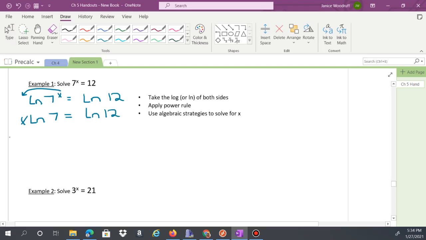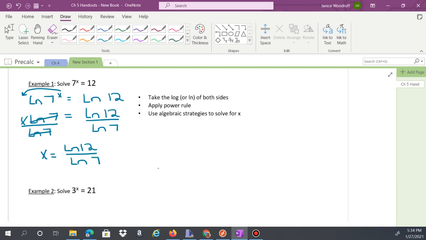And then you use your algebra strategies to solve for x. This is x times the natural log of 7, so you do the opposite of times, and you divide. Natural log 7 cancels out, and you have x equals natural log 12 divided by natural log 7. Now you're going to have to answer these 2 ways. This is the exact answer, and then you'll want the approximate answer. Typically it says to round to 3 decimal places.